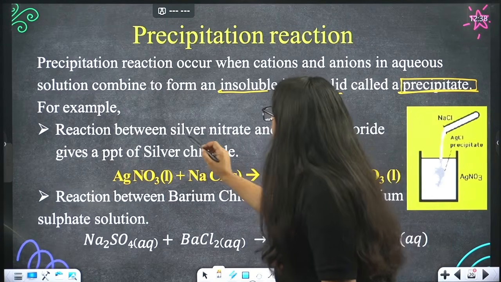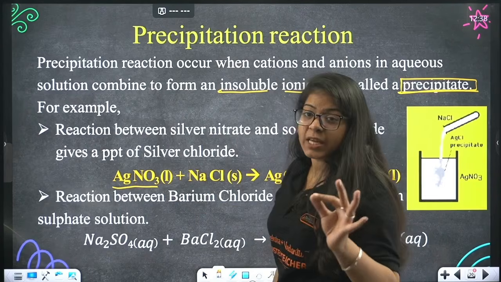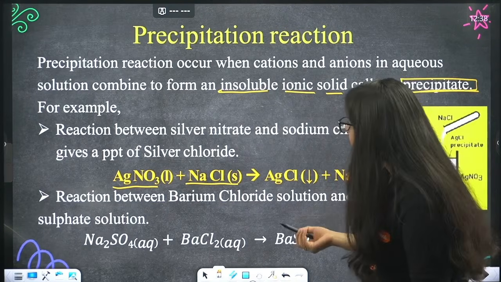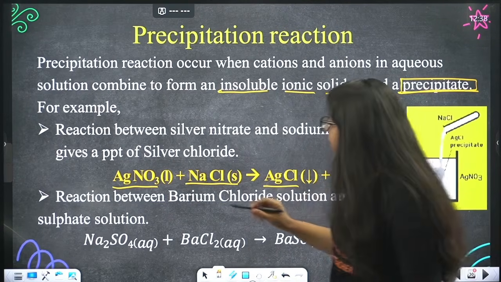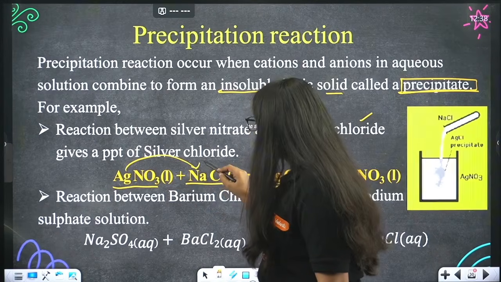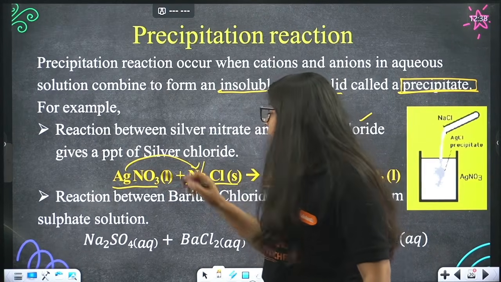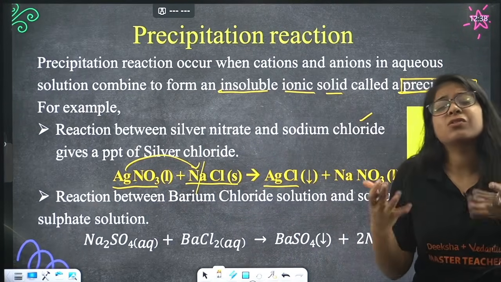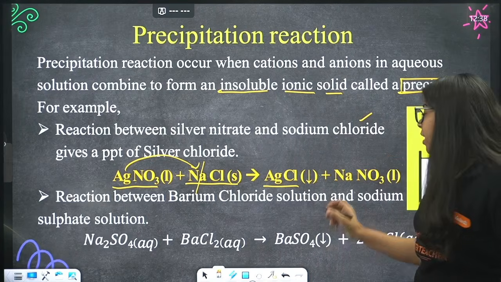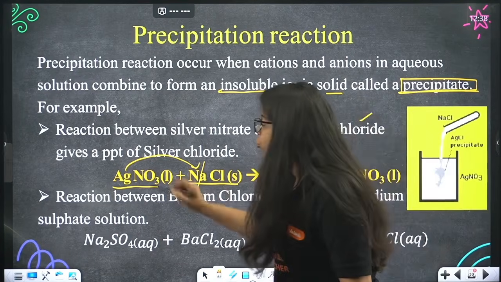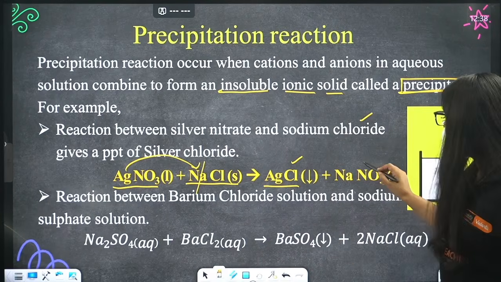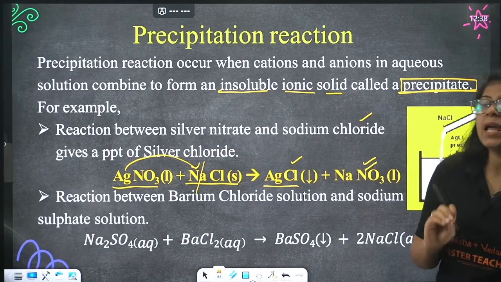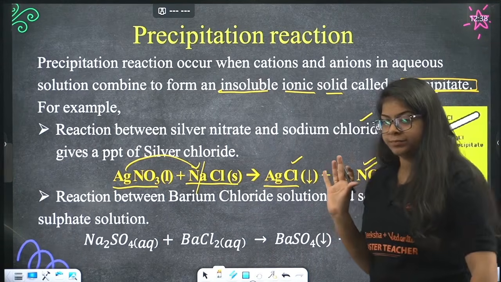For example, the reaction between silver nitrate AgNO3 and sodium chloride NaCl gives a precipitate of AgCl. When this combines, the Ag wants to sit with Cl, saying, Na, go away. So it sits with Cl as AgCl, but now it becomes a precipitate. It is not soluble in the solution, so AgCl sits down, and Na goes with NO3. NaNO3 is soluble in the solution, but AgCl is insoluble. Done?